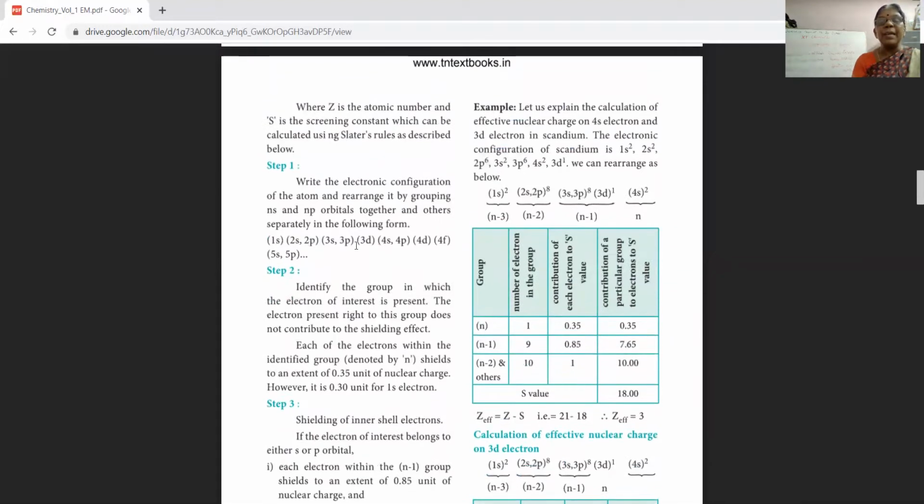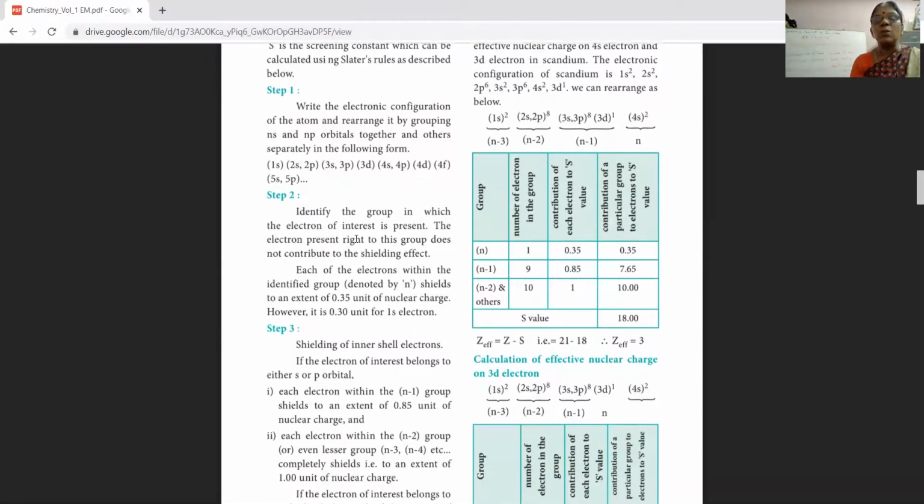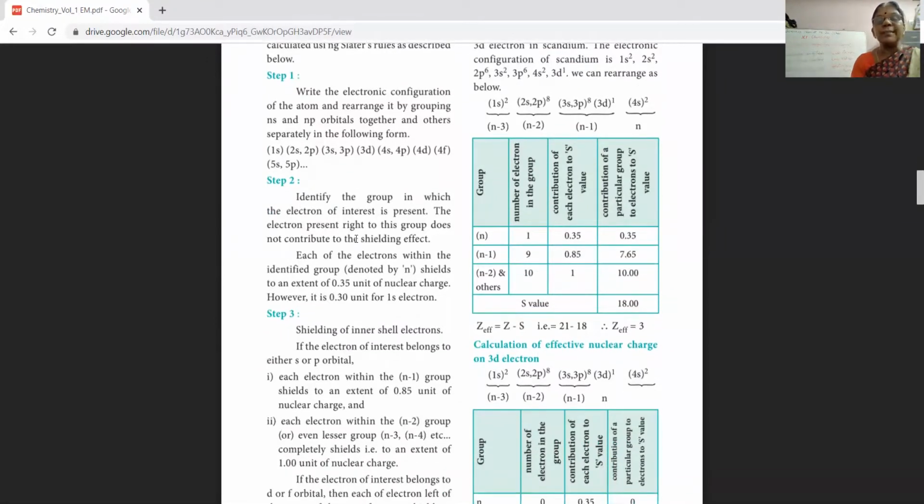For example, let us take the calculation of effective nuclear charge on the 4s electron and the 3d electron in scandium. The electronic configuration of scandium is 1s2, 2s2, 2p6, 3s2, 3p6, 4s2 and 3d1. Next, we have to rearrange it: 1s2 one group, 2s 2p8 another group, 3s 3p8 another group, 3d1 one group, and 4s2 one group. The 4s2 group is called the nth group.